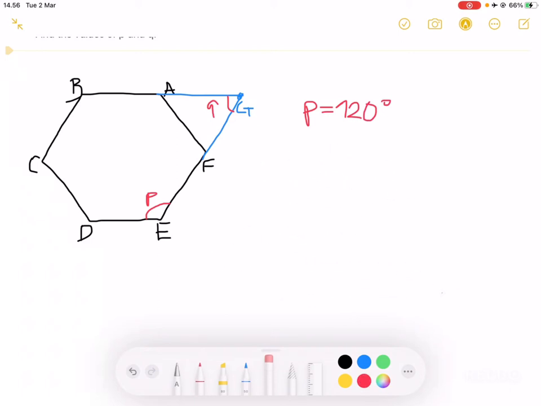And for Q, you might just want to label some more angles to make this a bit more obvious. So since we know P is 120 degrees, this bit must be equal to 120 degrees as well, as well as this bit. That means this angle and this angle marked in red must be equal to 60 degrees and 60 degrees. And since we know the sum of all angles in a triangle must add up to 180 degrees, we can just find quickly that Q must be equal to 60 degrees as well.